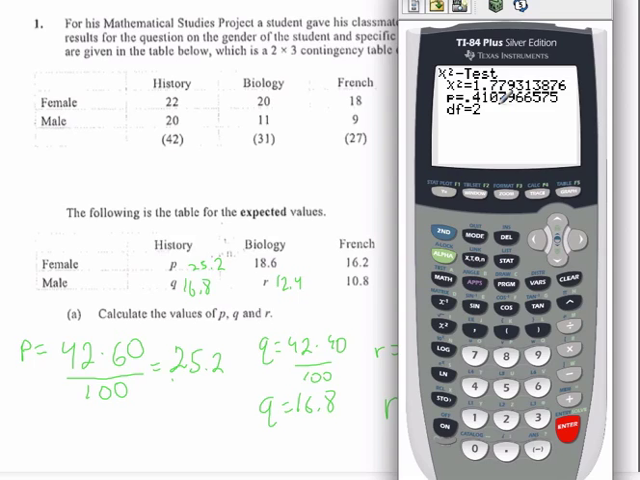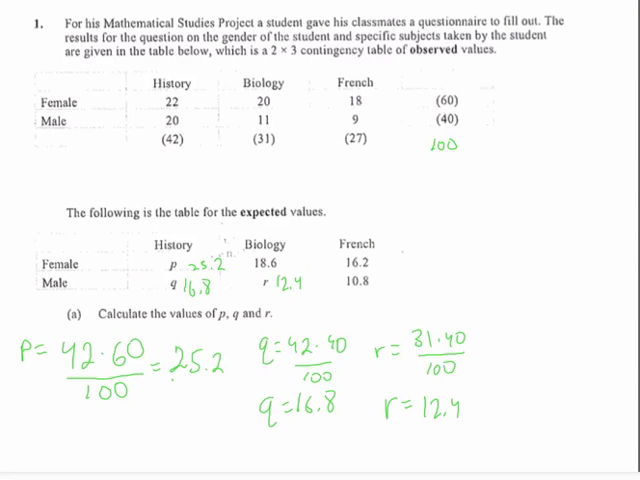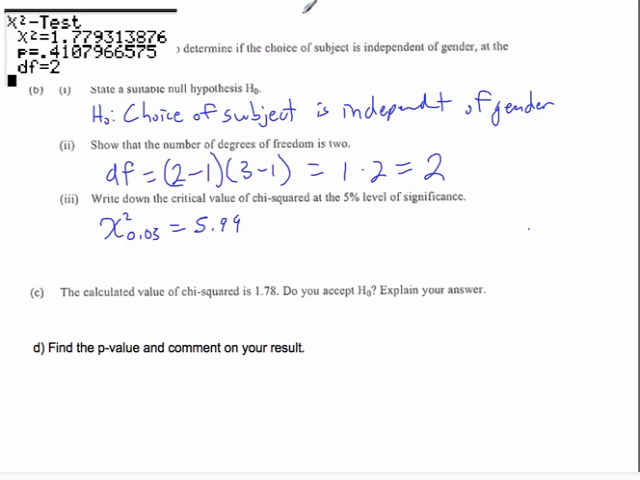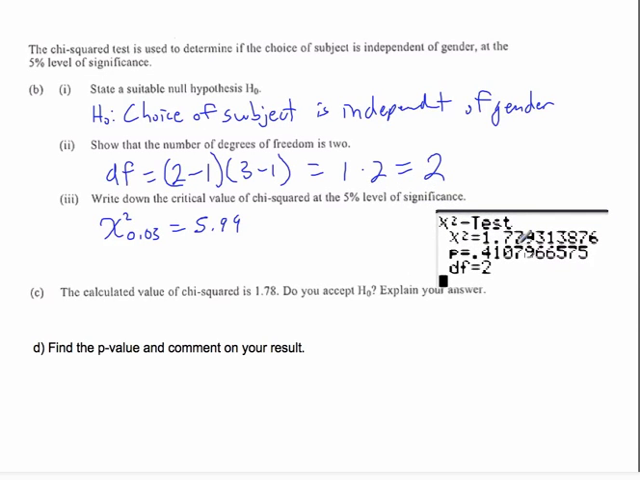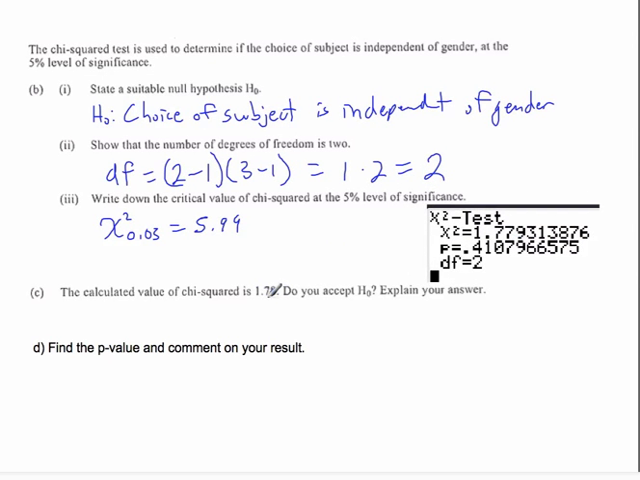Alright, so I'm going to maybe copy the whole thing here. Alright, so I'm going to put that over here. Yes, the chi-squared value is 1.78, like they say right here. So do you accept or reject the null hypothesis? Well, let's take a look. We have our chi-squared value equals 1.78, which is less than 5.99.